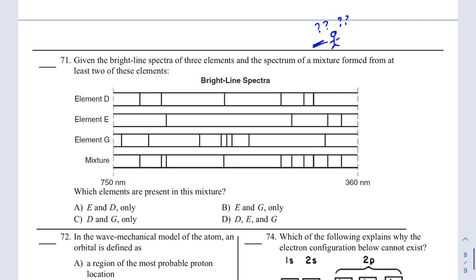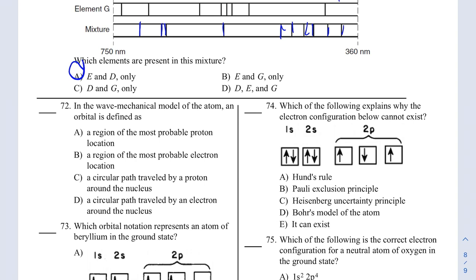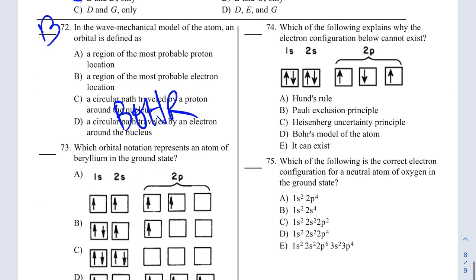Here we are, bright line spectrum. Who is in the mixture? Do this carefully because I get this wrong sometimes. In the mixture, you've got something here, here, here, and here. Okay, so it looks like D and E only. So choice A. Yeah, that's right. Do it carefully, though. In the wave mechanical model, an orbital is defined as a region of the most probable location of electrons. Circular paths, these are Bohr. These are orbitals, A and B. But you've got to go for electron.